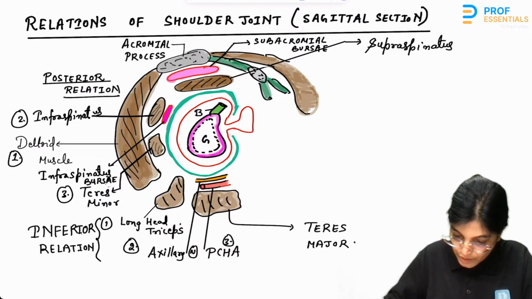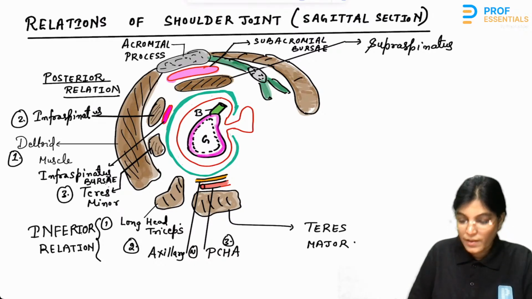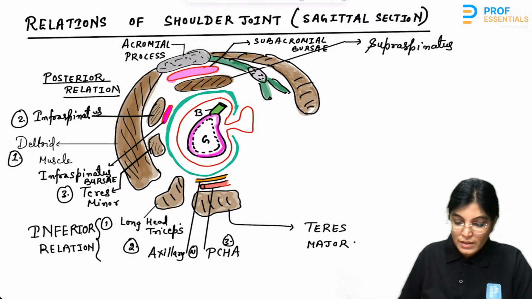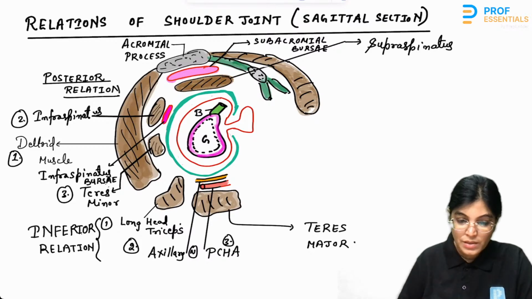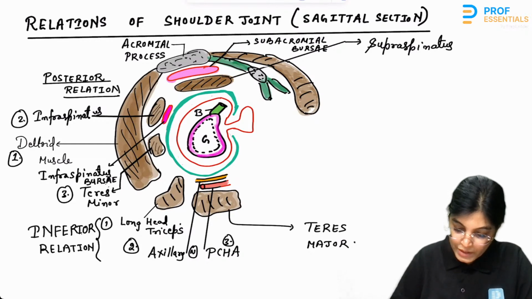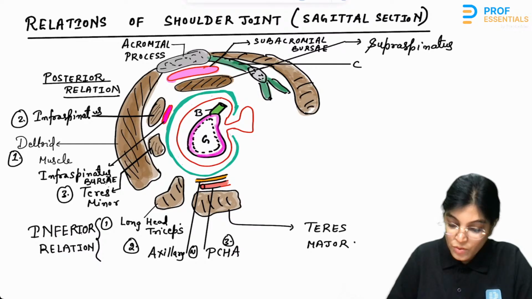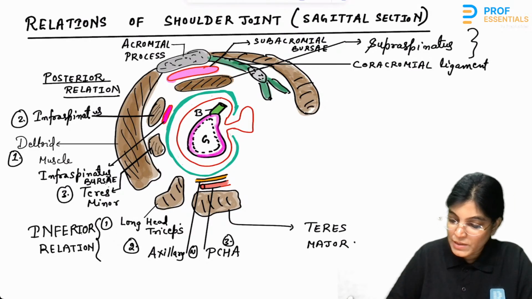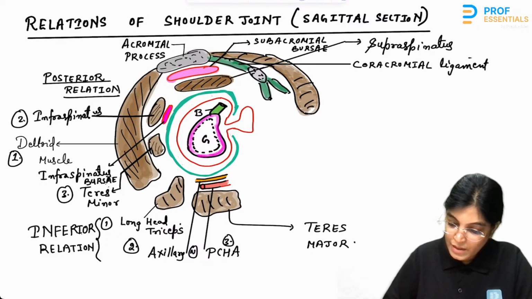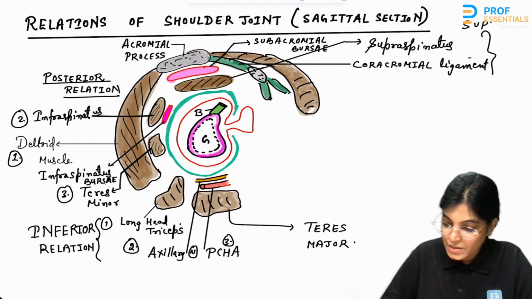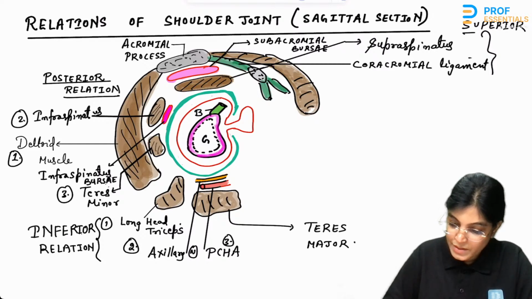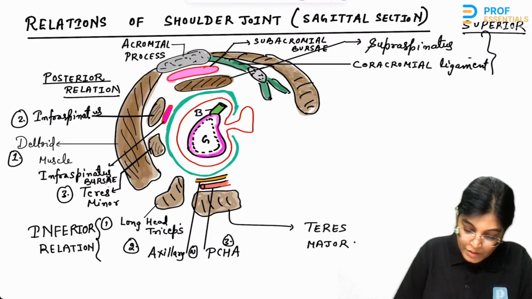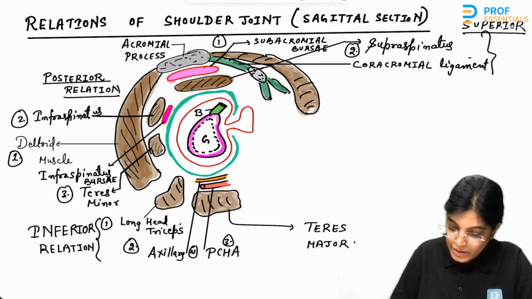So this is the outline for the deltoid muscle. This is also deltoid muscle. And these are the tendons. So actually this structure which you are seeing is the coracoacromial ligament. So these structures, supraspinatus, subacromial bursa, and coracoacromial ligament, together we can say are the superior relations around the shoulder joint. You can say all these structures are in the superior aspect.